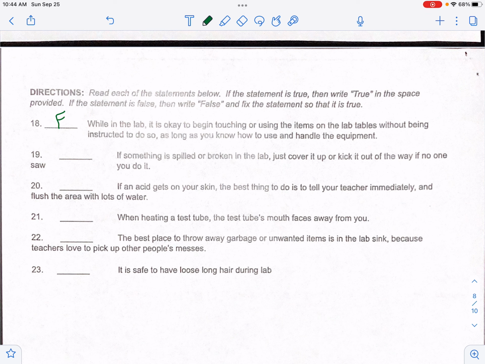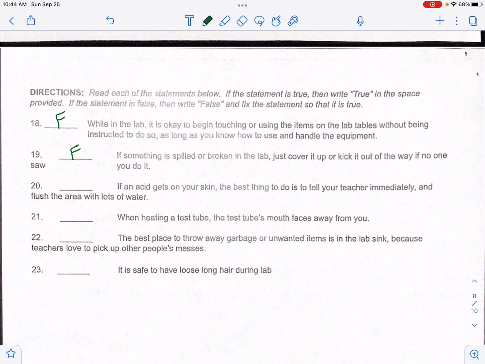Number 19, if something is spilled or broken in the lab, just cover it up or kick it out of the way if no one knew you did it, or no one saw you do it. This is going to be false. So I understand accidents happen. You just please need to let us know so we can dispose of things properly, especially if it's like glass. So we need to be careful with that.